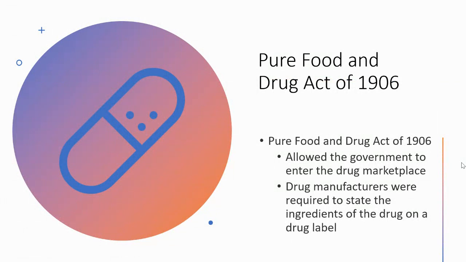So this led to the Pure Food and Drug Act of 1906. And so this really allows, for the first time, the government to enter the drug marketplace. What this law required is that drug manufacturers, or the patent medicine people, were required to state what the ingredients of the drug were on the drug label. So they had to be honest about what was in their special formula.